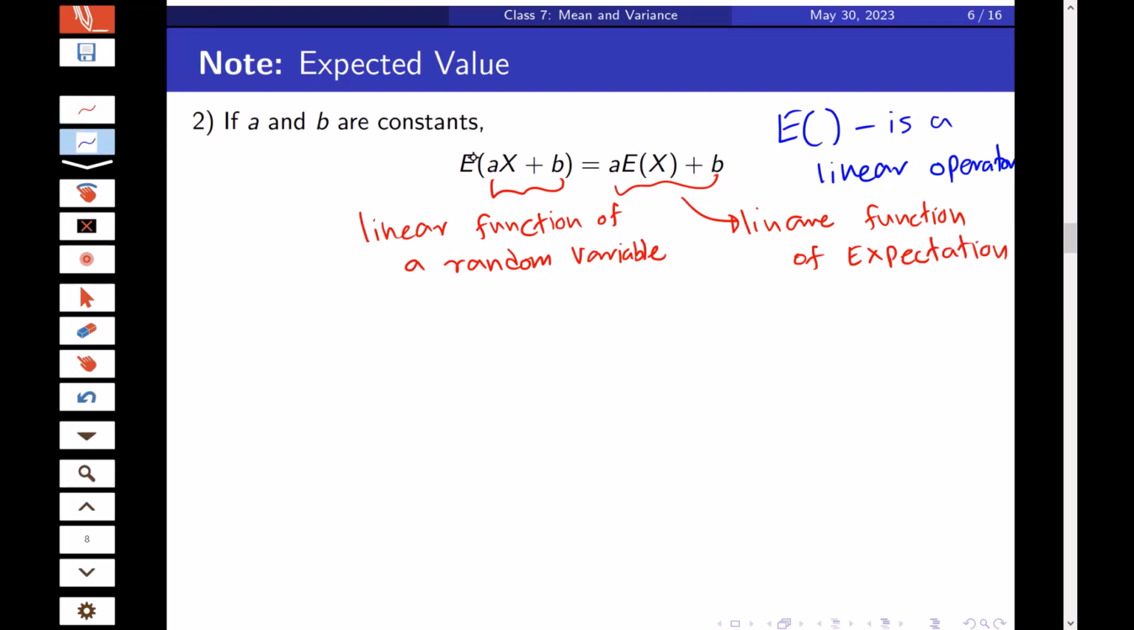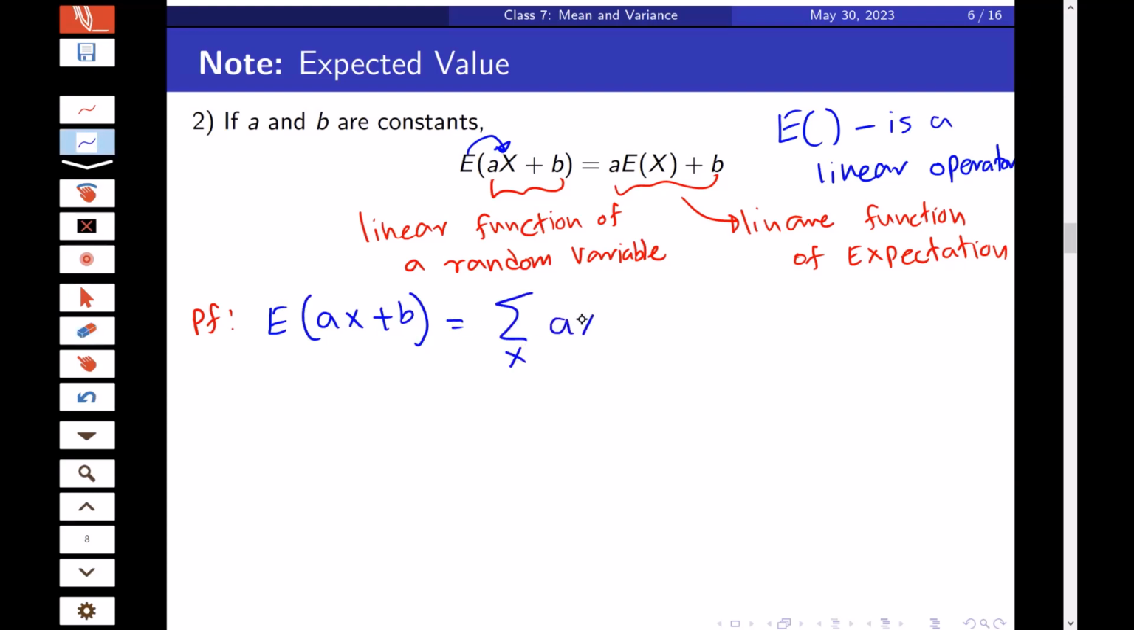So in other words, you can move this expectation inside without changing anything. Okay, so we will prove these results, but I'm not going to ask this one in your exams, but it is better to know. We can prove this one using the definition of expectation. So I'm going to write this one. This is the definition for this one.